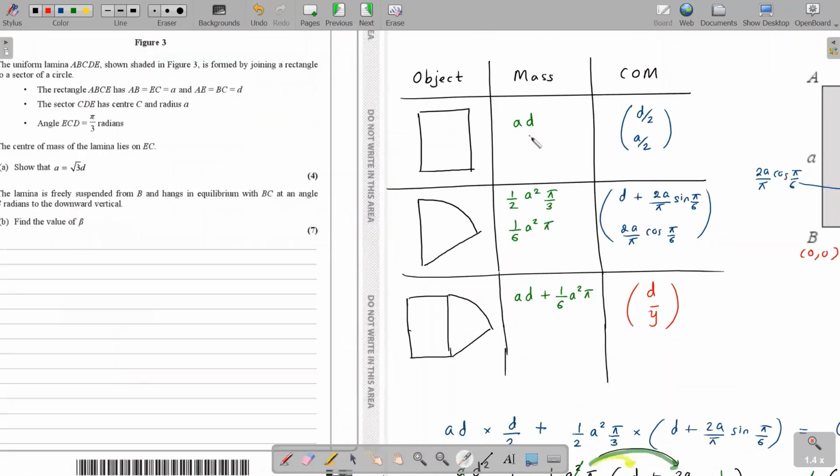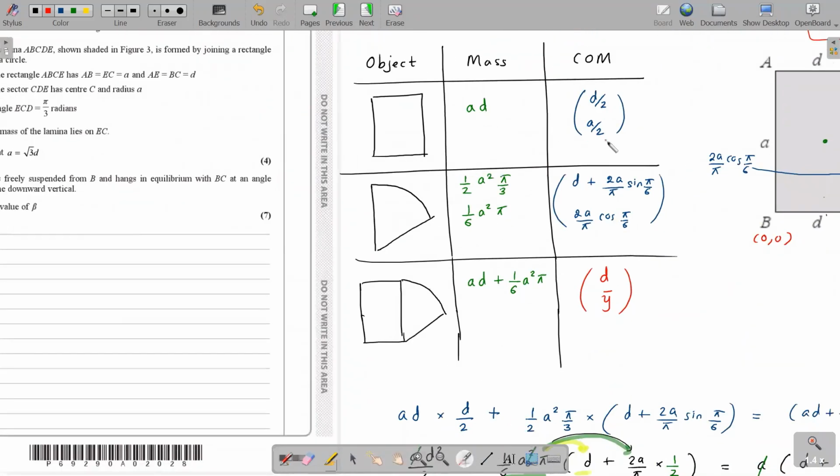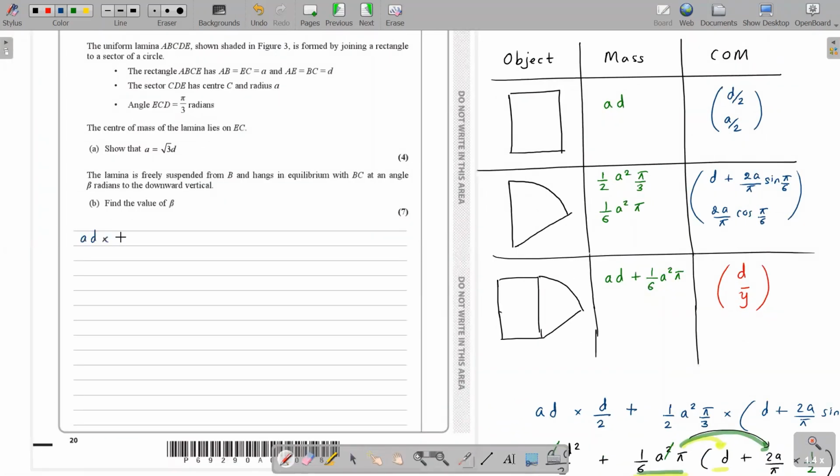So I have already done some workings. The mass ratios and the center of mass coordinates are already written here with respect to B. So all I need to do now is to find the y coordinate. Just multiply. I have here AD into A over 2 plus 1 over 6 A square pi times 2A over pi cos pi over 6, and this is equal to the total mass, which is AD plus 1 over 6 A square pi, into the y distance, y bar. So this is what we're trying to find.